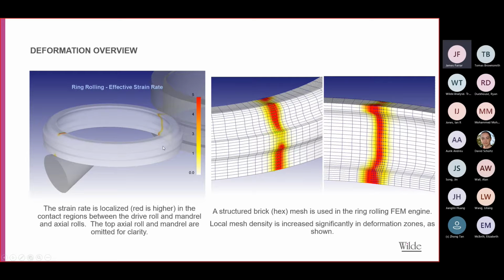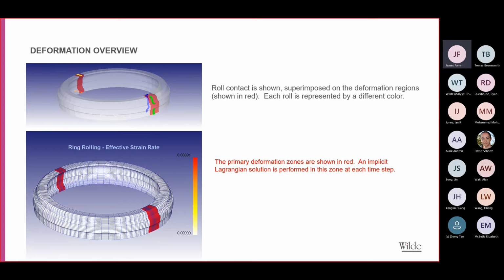So DEFORM decouples the simulation into different regions and different zones. We use a structured brick mesh that's rotated around the ring here, and DEFORM automatically targets that mesh size to maintain a good level of contact during the process in those deformation zones. So you get roll contact between the mandrel and the drive roll, and you see the two axial rolls. You can see the contact nodes in there. So it's very fine areas of contact. So these things could become quite unstable.